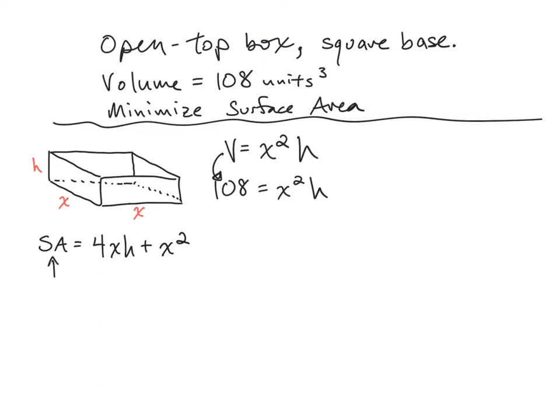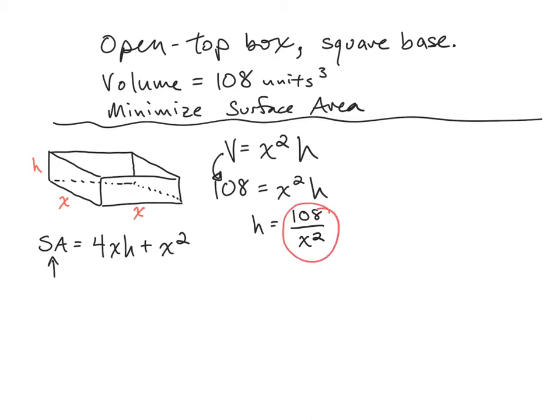And you'll notice that in this equation, there are two variables. We want there to be one variable. And the reason we want there to be one variable is so that when we take the derivative of this function, we won't have to worry about any implicit differentiation. So here, we can solve this equation for h. And we can see that when we solve for h, it will be 108 over x squared.